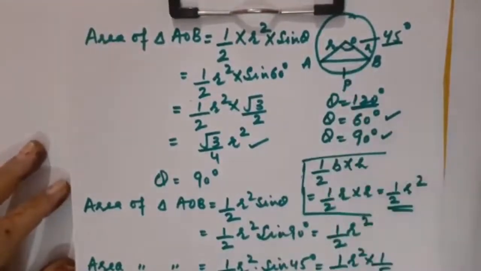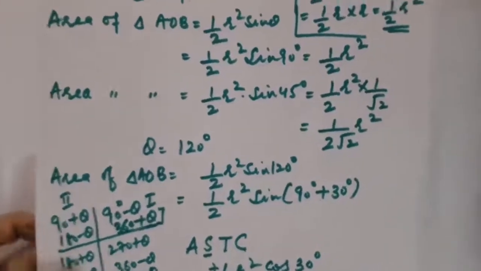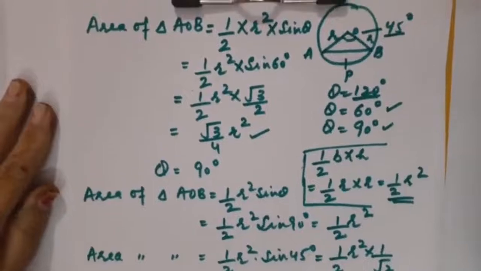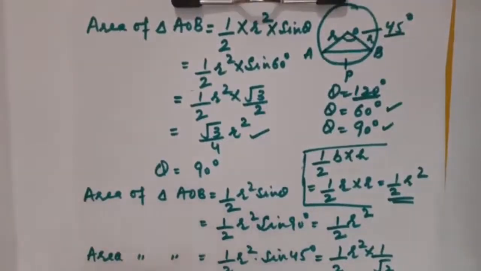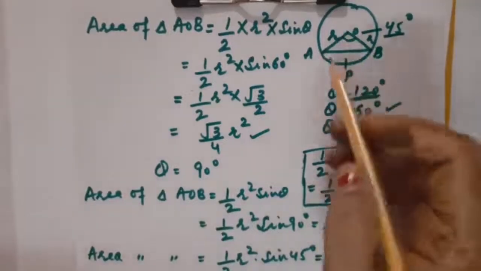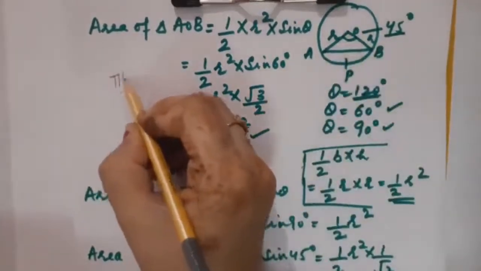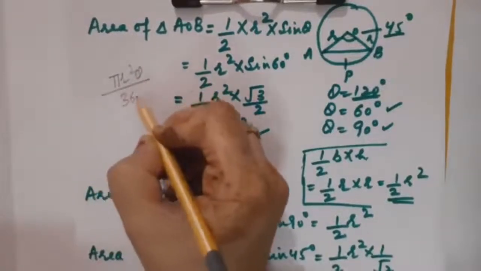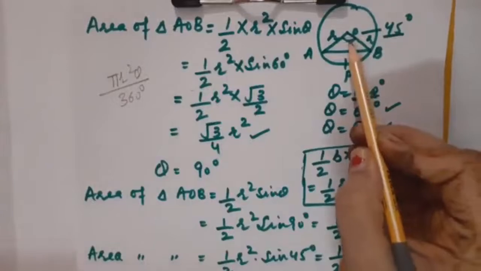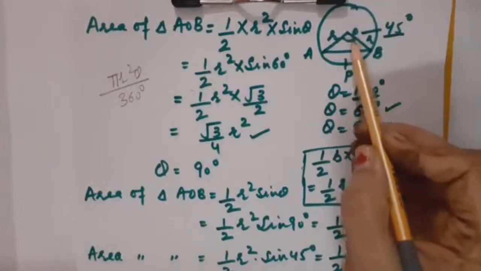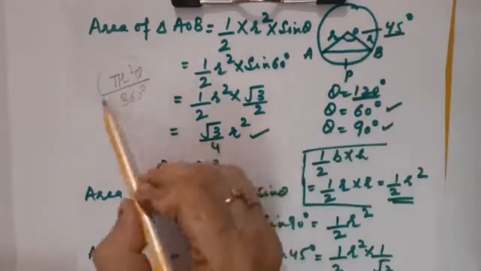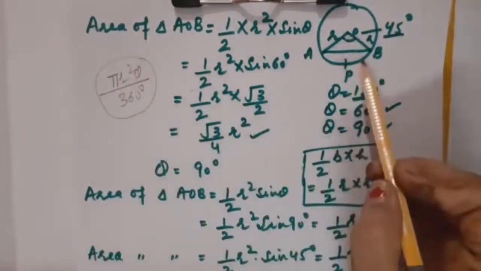Clear? So children, this was all about the center angles. So let us recall the concept of calculating the area of a sector. Area of sector is equal to pi r square theta upon 360 degree. Clear? Theta, I have told you, can be either 45, 60, 90, 120. You just have to put that value over here. So using this formula, we have calculated the area of the sector.